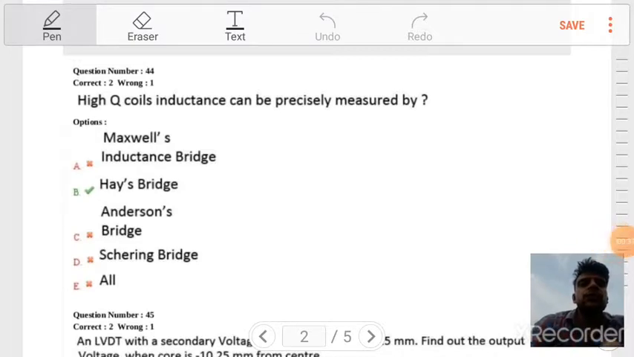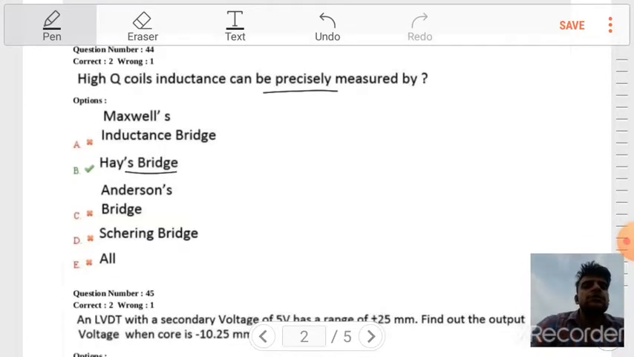In the next problem, high quality coil inductance can be precisely measured by? So high quality coil inductance can be measured by Hay's bridge.